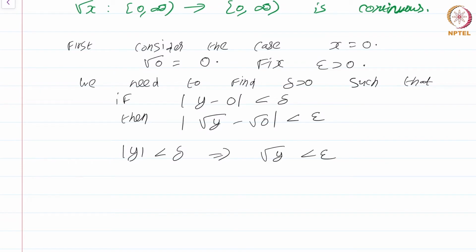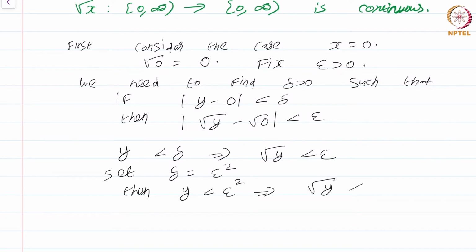I can ignore the modulus here also. Okay. Now if I set delta equal to epsilon squared, then y is less than epsilon squared implies square root of y is less than epsilon. Okay. So showing continuity at the point 0 turned out to be quite easy.